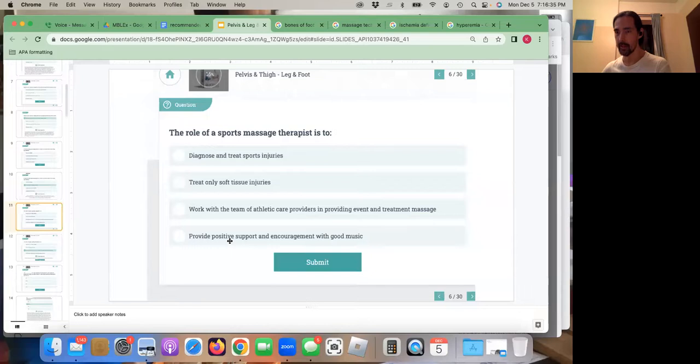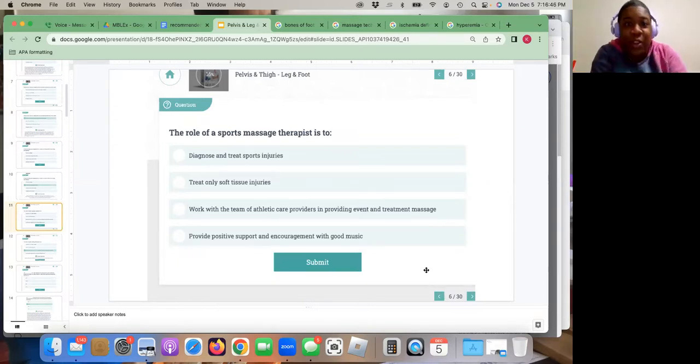The first one, diagnose and treat sports injuries. And why is that? Because that's above what we do as far as diagnosing. Yeah, we don't diagnose.